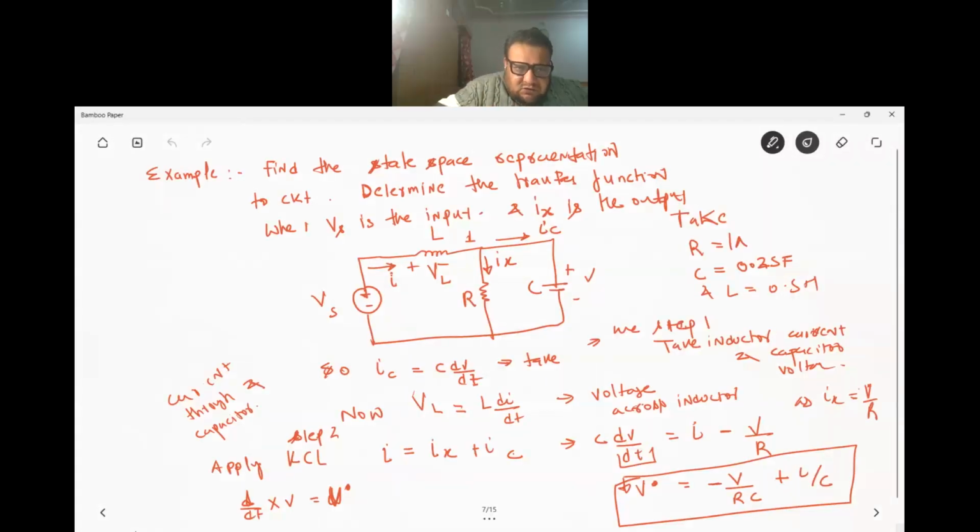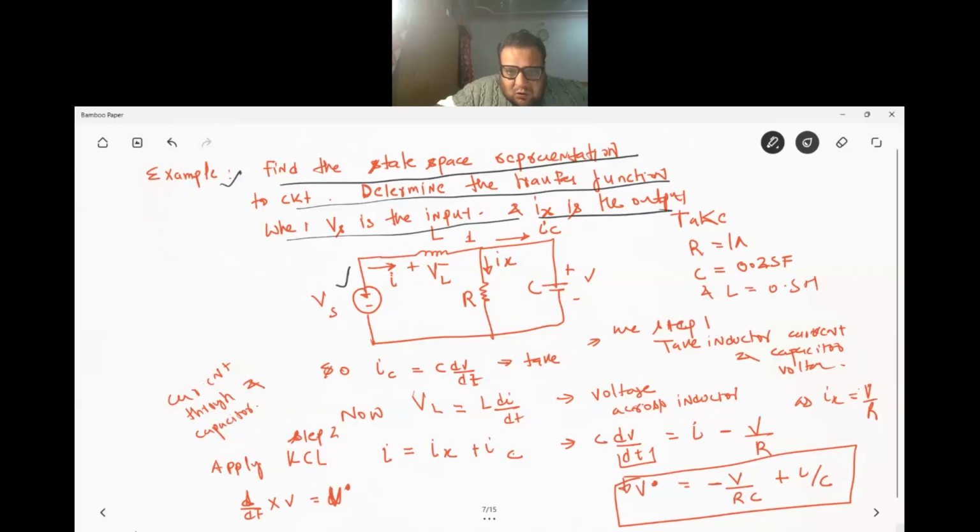Let's suppose this is one question. It's not asked in GATE, but find the state space representation of the circuit and determine the transfer function, where V of s is the input and I of x is the output. So V of s by I of x will give us the transfer function, output by input. This acts as y of s and I of x acts as z of s here. So we need to get these values.